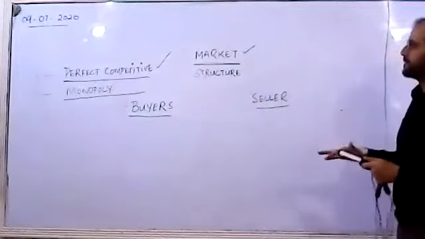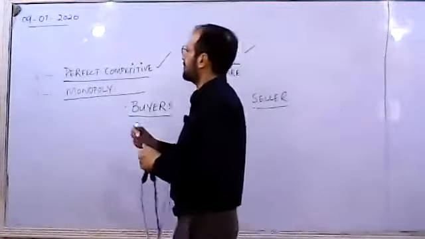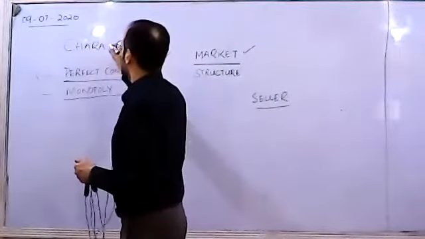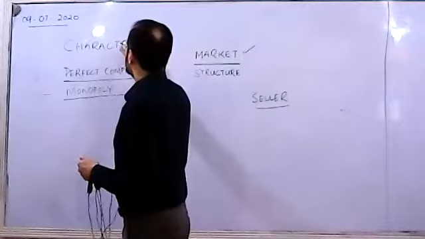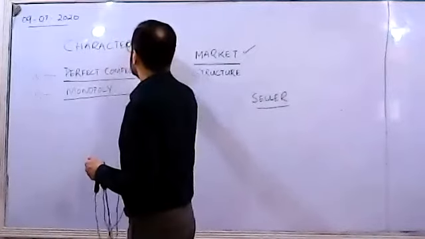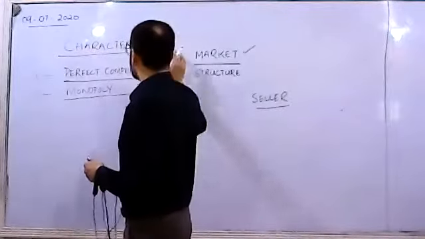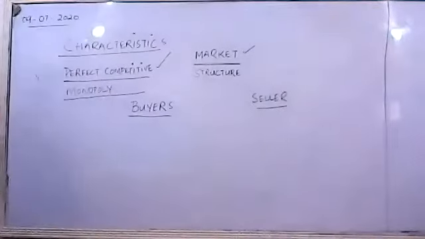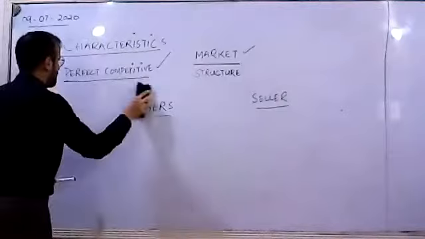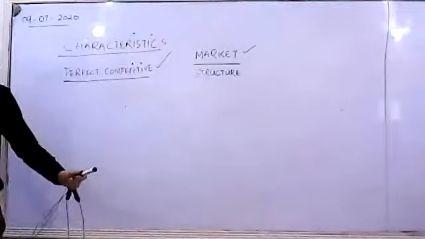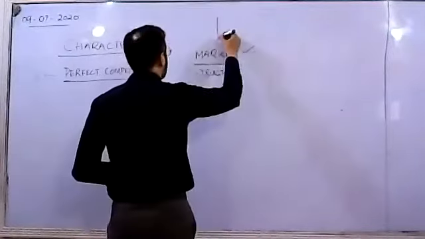So let's start with perfect competition and its characteristics. I'm going to highlight the salient features or characteristics of perfect competition. Monopoly is set aside for a while, and the market structure is our topic.